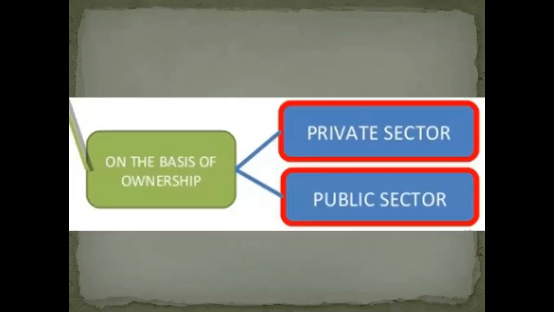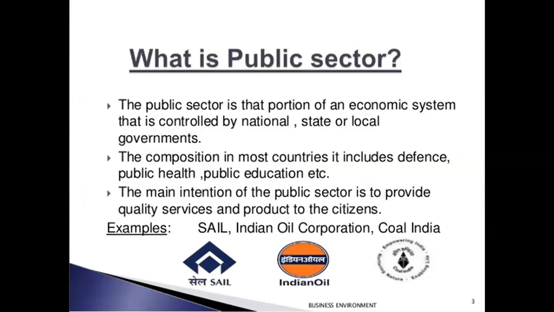Now we are coming to the basis of ownership. Ownership मतलब मालिक कौन है, ओनर कौन है. इसको हम divide करते हैं into two sectors, private and public. What is private and what is public sector? As soon as the name public sector comes to mind, it means that portion of the economic system which is controlled by the national, state or the local government.